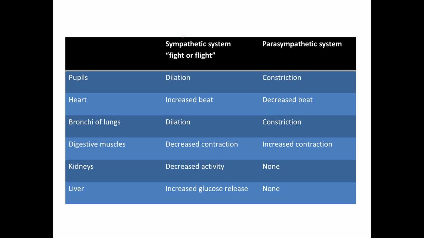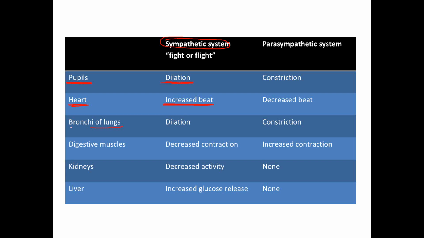So the sympathetic nervous system, first of all, let's have a look at its effect on different tissues. The first effect it has is on the pupils in the eye. And what does it do? It dilates them, so it opens them, allowing more light to come in, allowing you to have better vision. Now on the heart, the sympathetic nervous system increases its beat, enables more blood to be pumped around the body.